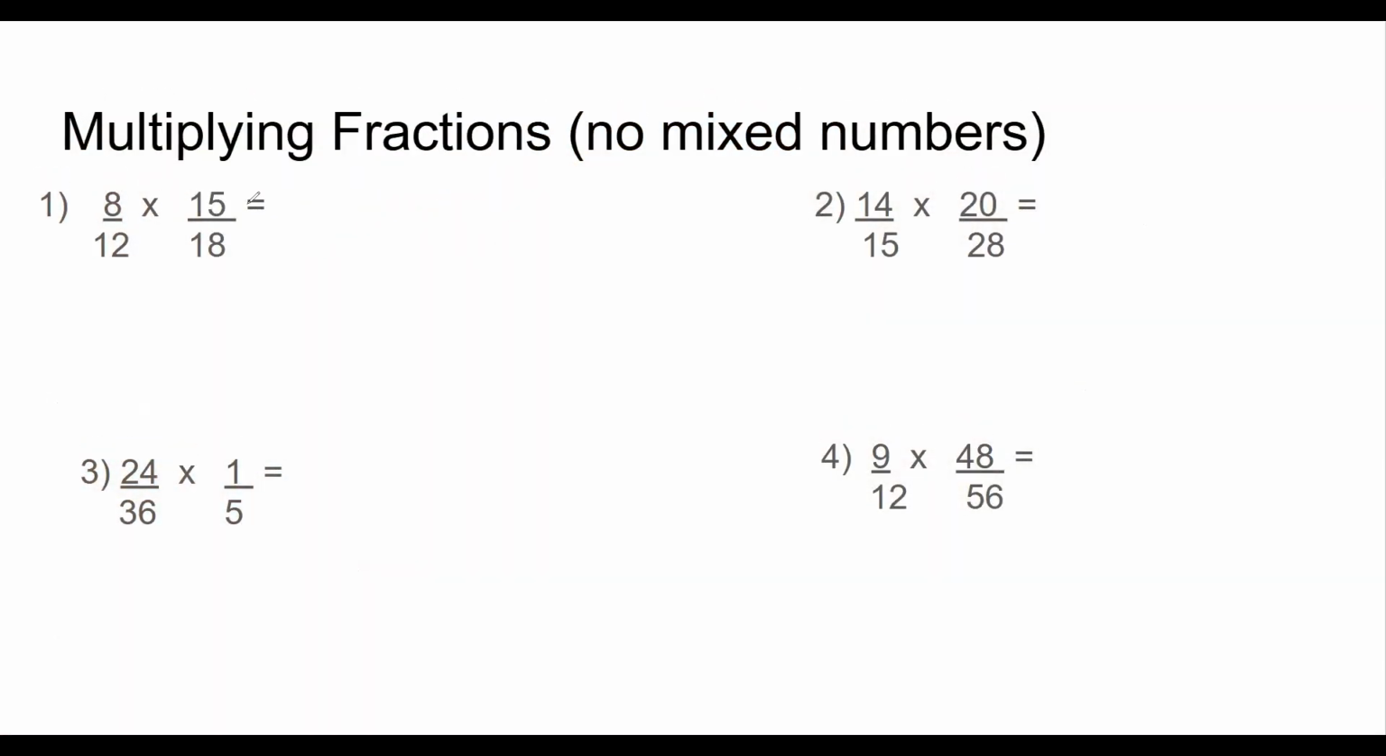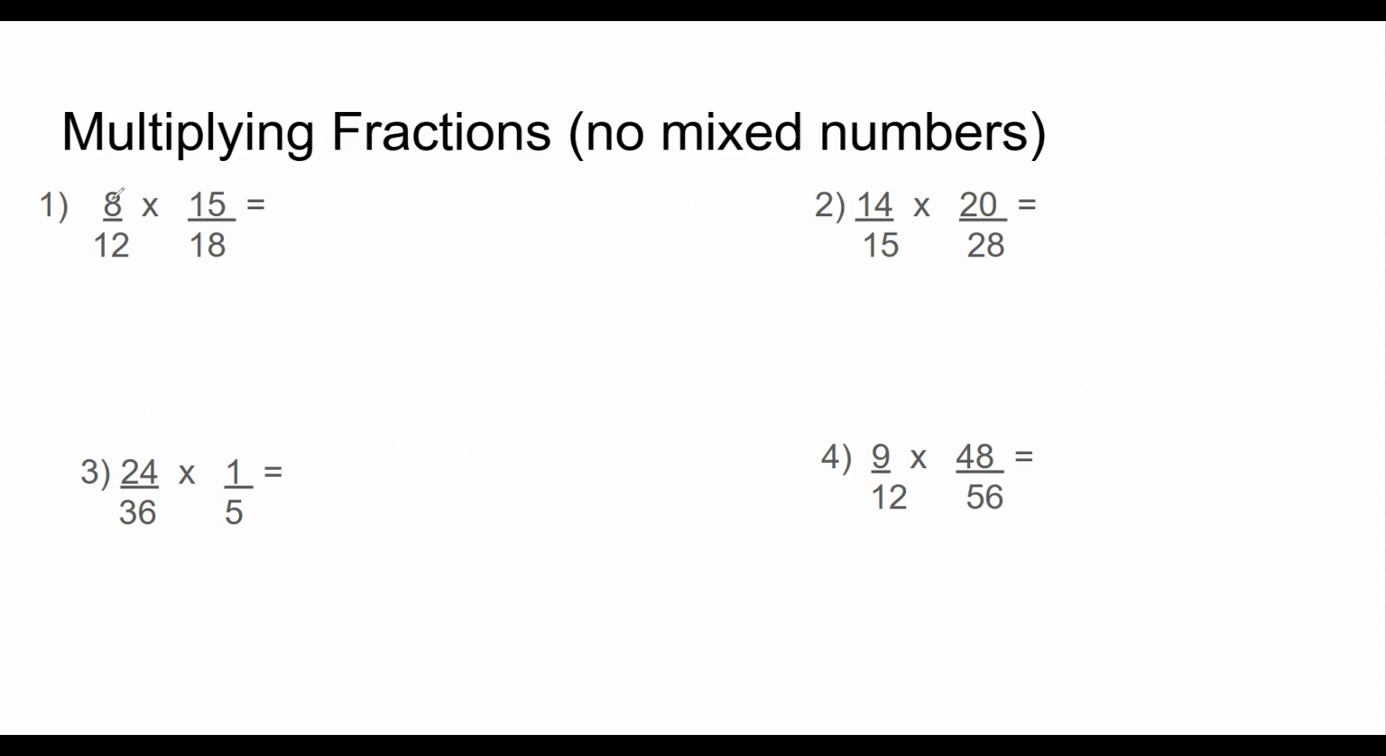So problem number one is if I try to multiply 8 times 15, I'm going to get some big number, and then 12 times 18 over some big number, and then I got to reduce it. So that's not efficient with our math skills. So what we want to do is we want to reduce. I can reduce up and down or diagonal. I just can't reduce side to side.